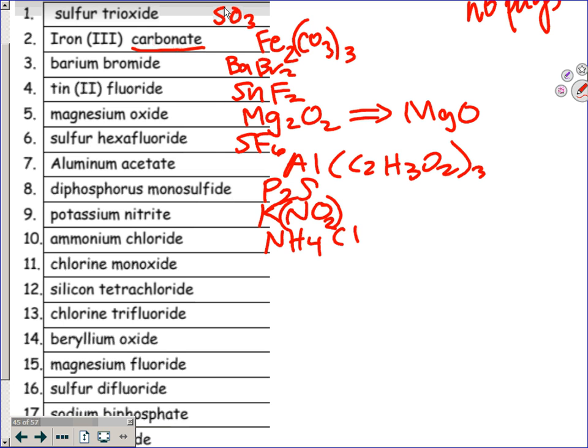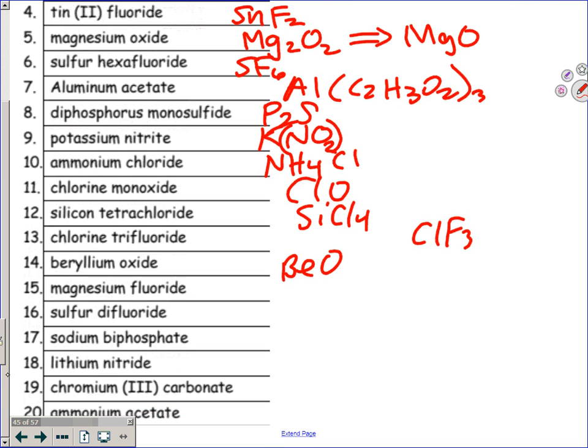Emma, ammonium chloride. Good. Nicole, chlorine monoxide. ClO, good. Silicon tetrachloride, Evan? SiCl4, good. Chlorine trifluoride, Zoe? ClF3, good. Beryllium oxide, Jasmine? What do you say? BeO, and why are there no charges? Right, they're both 2s, and you just reduce them both down to 1s.